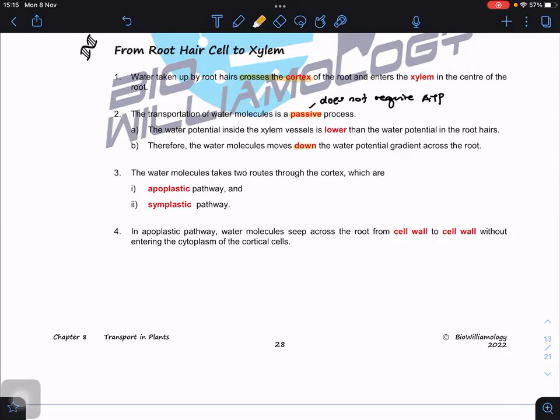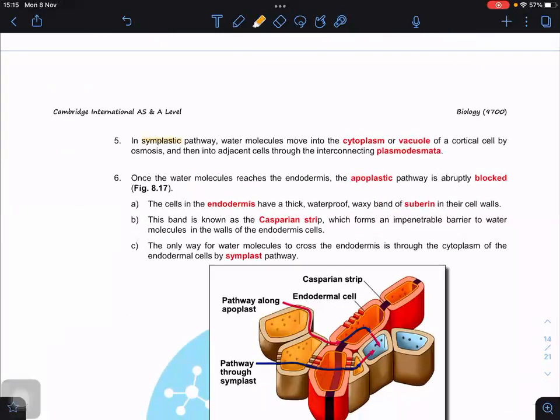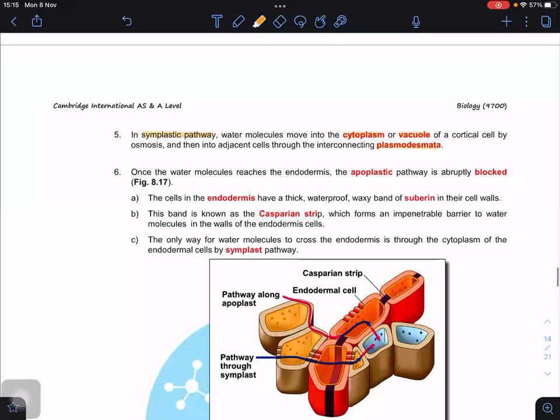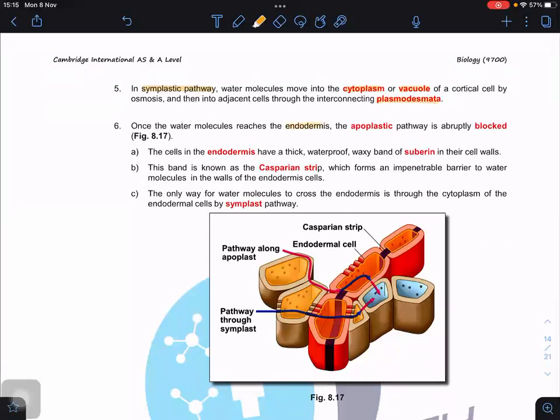The water molecule can take these two routes through the cortical cells, again, apoplastic and symplastic. As I said, the apoplastic pathway is from cell wall to cell wall by diffusion. In the symplastic pathway, the water molecule will move into the cytoplasm, vacuole, or plasmodesmata. The same thing happens along these cortical cells. So I will tell you guys later. Once the water molecule reaches the endodermis, highlight endodermis, because the endodermis will have this waxy band which is impermeable to water molecules, called suberin.